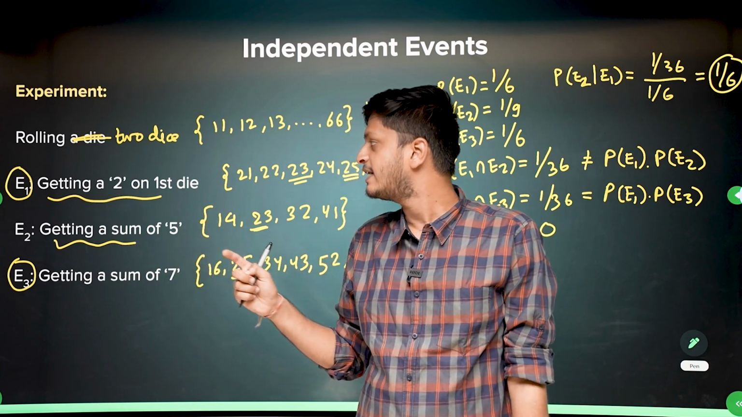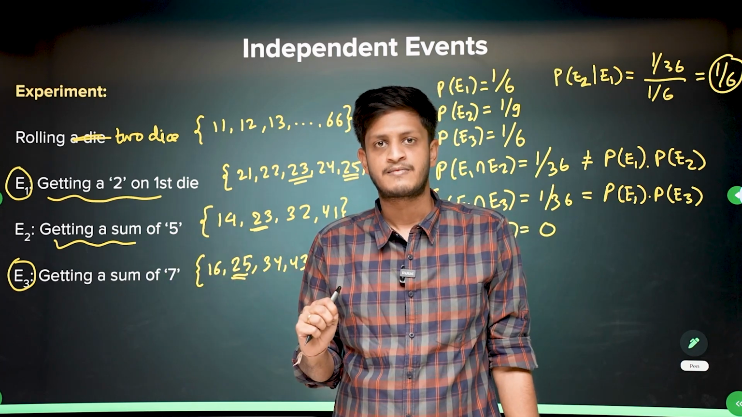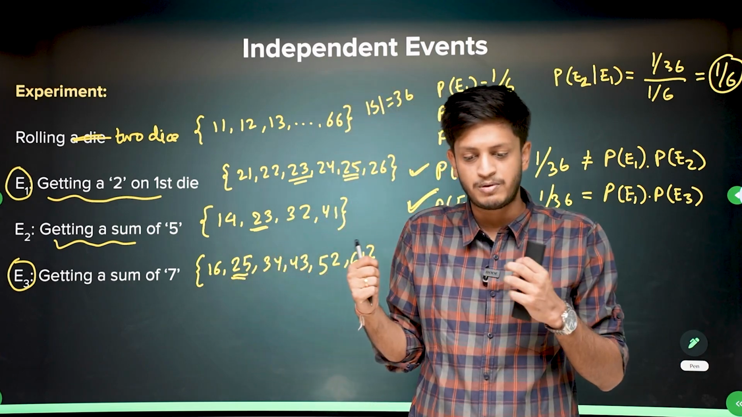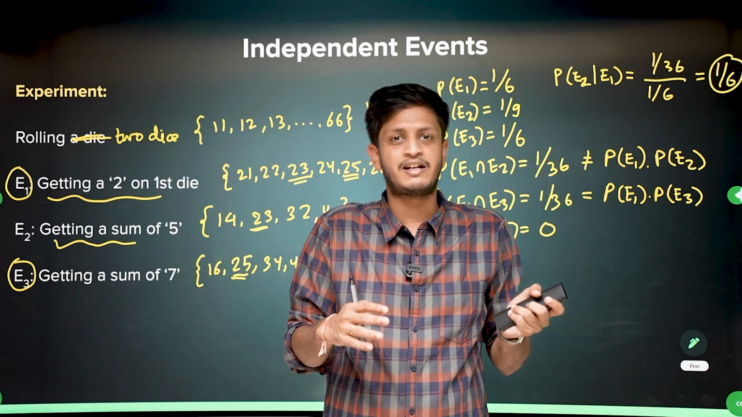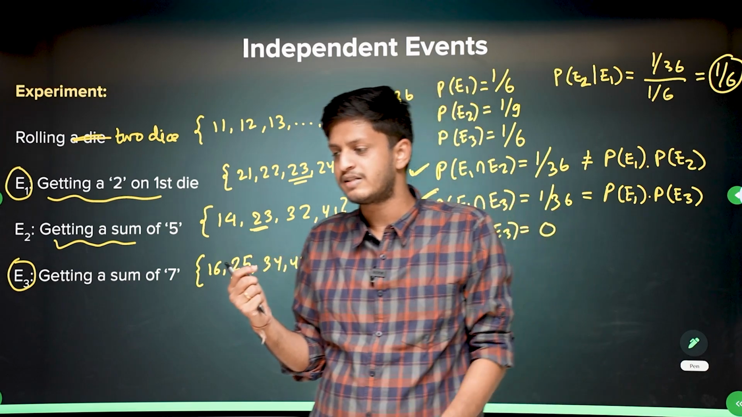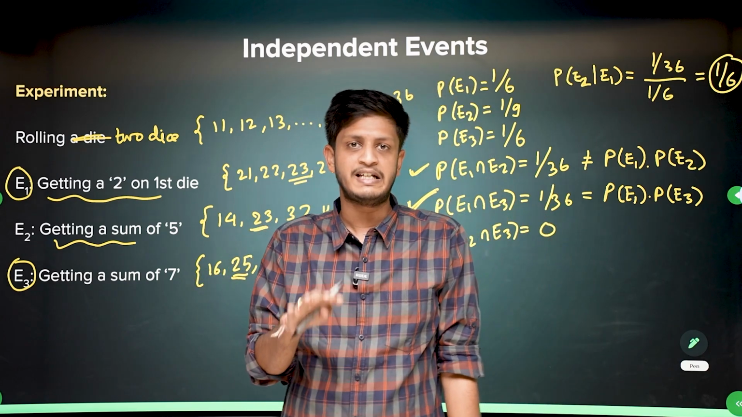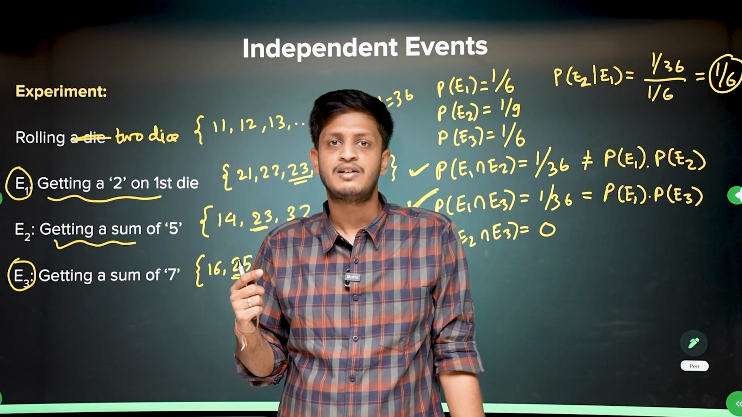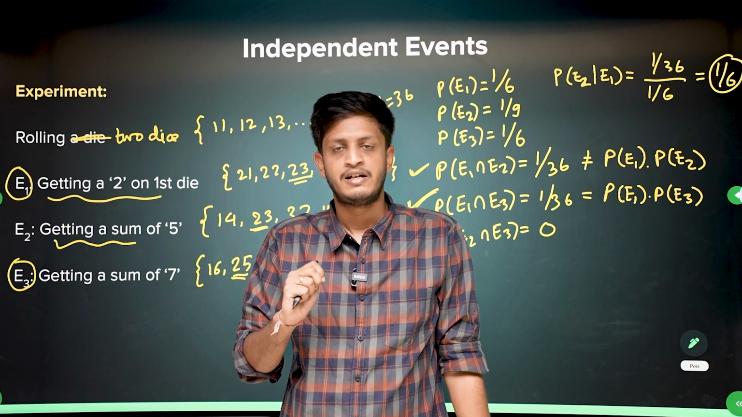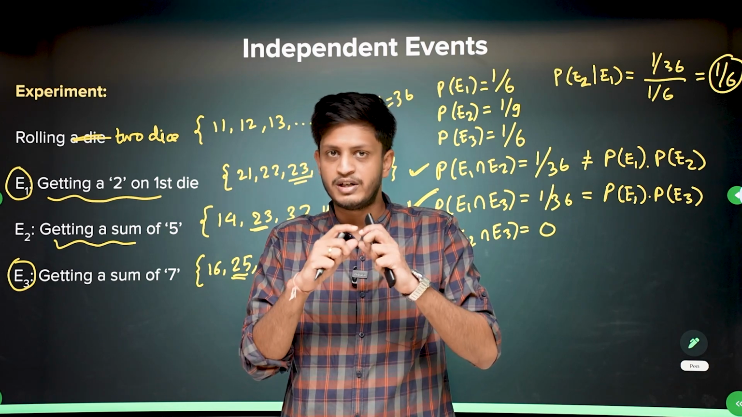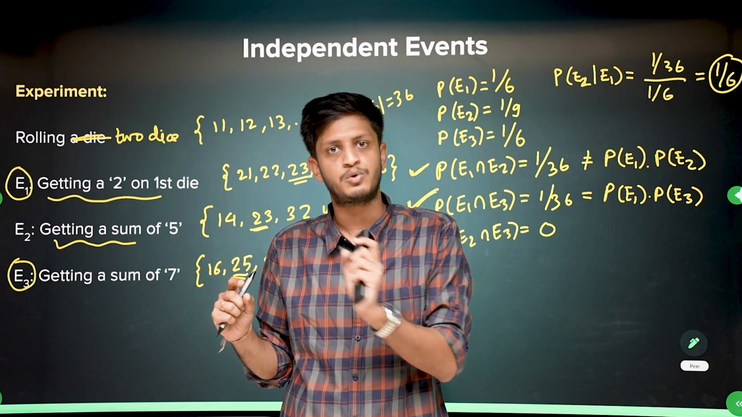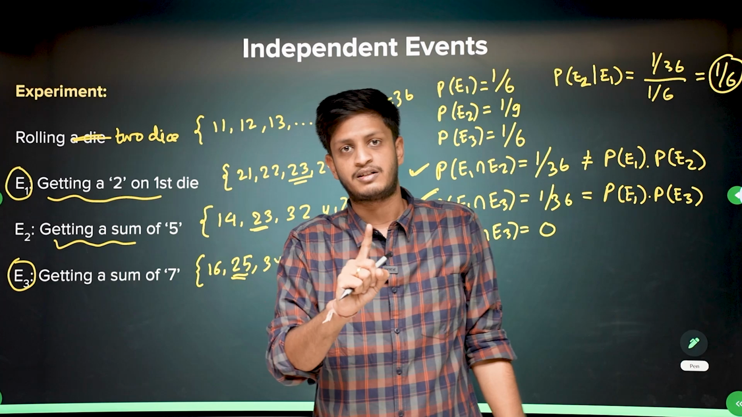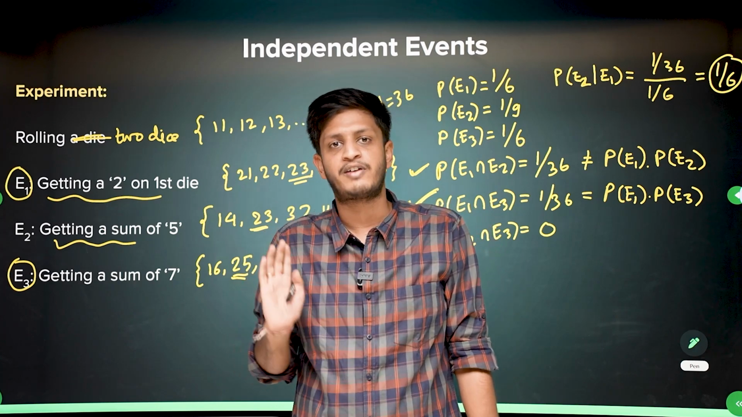Now event E1 is saying that you get a 2 on the first die. This is not very obvious. Just by seeing the problem, it's not obvious that E1 and E3 are independent. But if you think logically, see what happens. Initially the probability of E3, getting a sum of 7, is 1 by 6. Now E1 says you get a 2 on the first die, so only 6 outcomes can happen: (2,1), (2,2), (2,3), (2,4), (2,5) and (2,6). Out of these 6 outcomes, still only one has a sum of 7, which is (2,5).